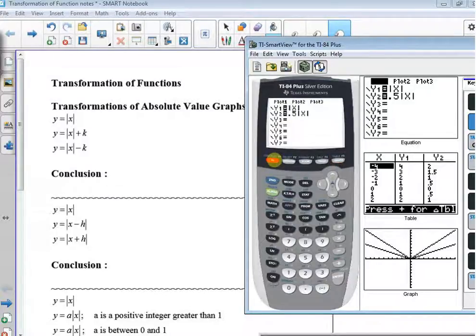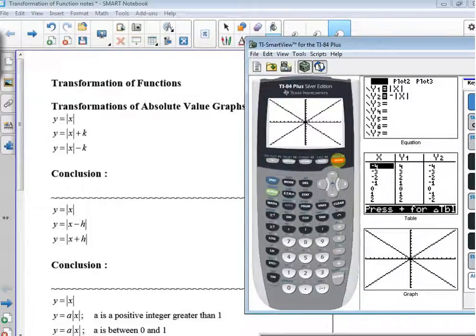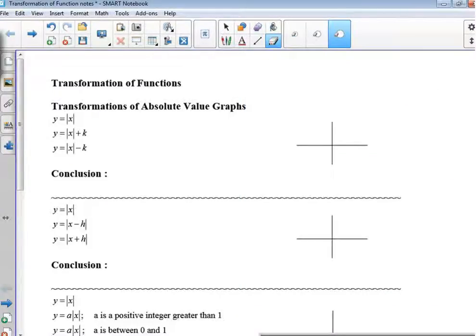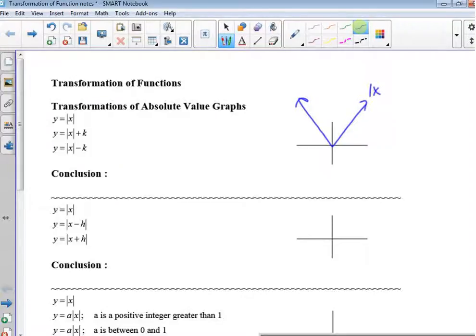The last thing is now to get rid of that and replace that with negative, not minus, but negative. And when we do that and hit graph, we should see a reflection over the x-axis. Going back to our notes now, we can complete them. We have y equals absolute value of x, and then if we did absolute value of x plus 2 and absolute value of x minus 2, that is going up and down.